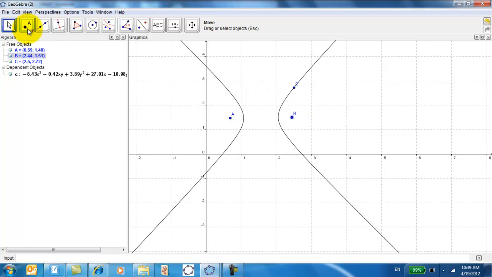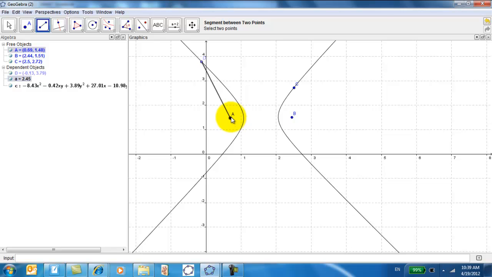Let's take a typical point on the hyperbola then. Call that D. Point on the thing. And let's look at the distances to the foci, so from D to A and from D to B. There's your two numbers there. Now, it turns out it's not the sum that stays constant, but this difference.